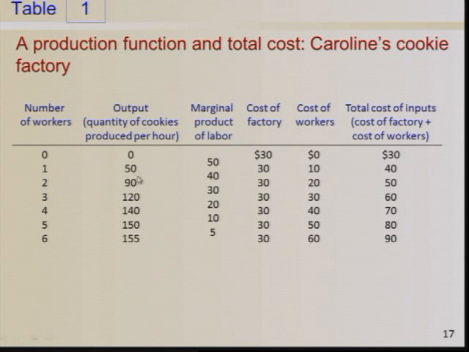Well, we were able to make 40 more cookies than before, so the marginal product of labor for that second person is 40 cookies. If we added a third person, all three of them together can make a total of 120. But if you look at the marginal benefit of hiring that third worker, you do 120 minus 90, 30 cookies. Now you can see what's going on with our marginal product of labor.